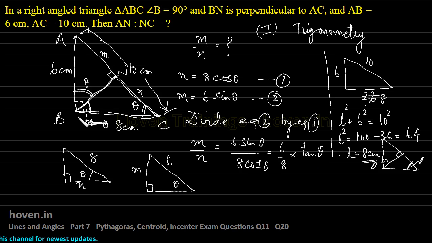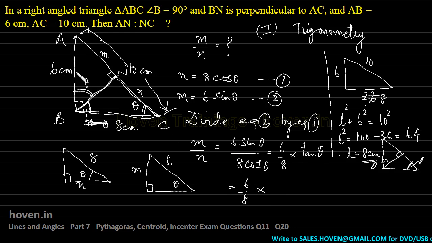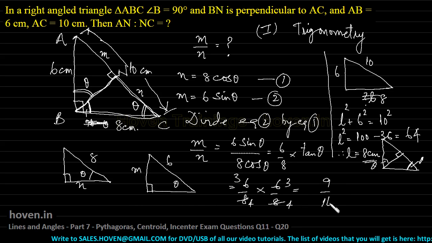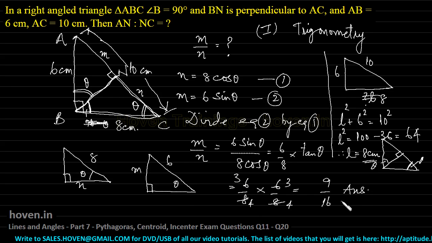Now if we look at this complete triangle, this bigger triangle, tan theta is perpendicular divided by base. So we can write it as this 6 by 8 comes as such, multiplied by this tan theta, which will be perpendicular by base, 6 by 8, which now we can make some cancellations. 2, 3, 2, 4, 2, 3. So it becomes 9 by 16, which is the answer.